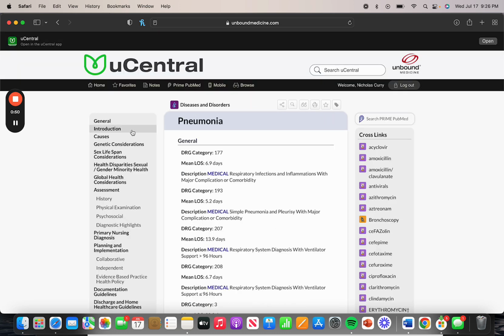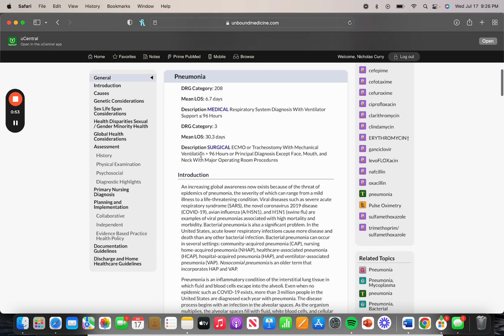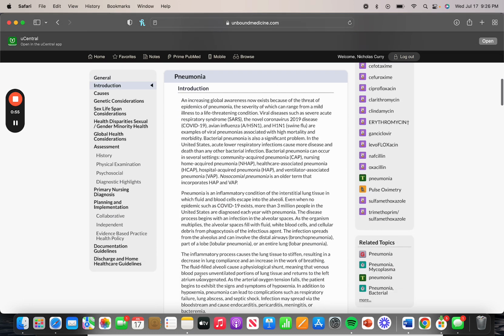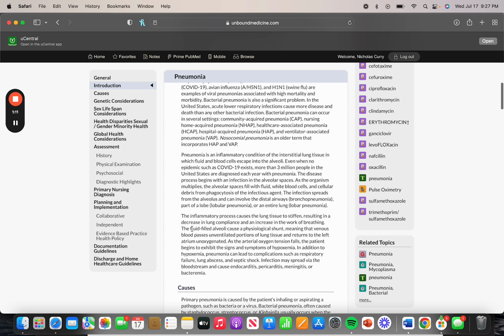Once you're in here, go to Introduction. It's usually towards the top, and you'll find a few paragraphs. This is also where you find your definition, so be careful. You got to do some reading and figure out which is which. Here's a definition of pneumonia. You'll see very general: inflammatory condition of the lung tissue, causes fluid buildup, bad stuff.